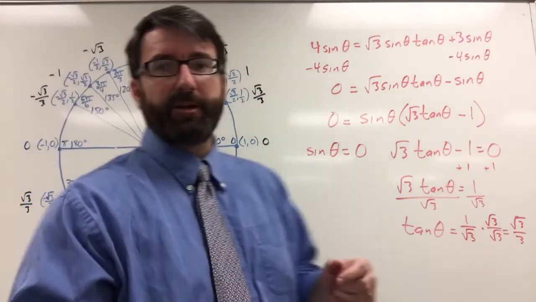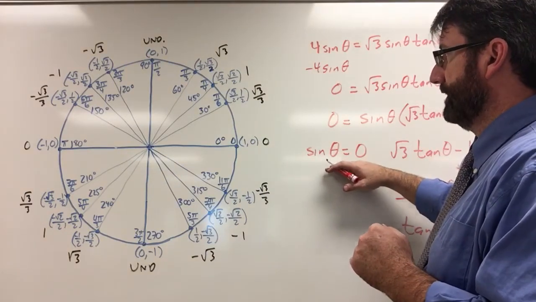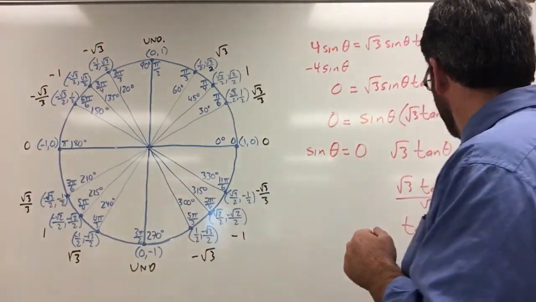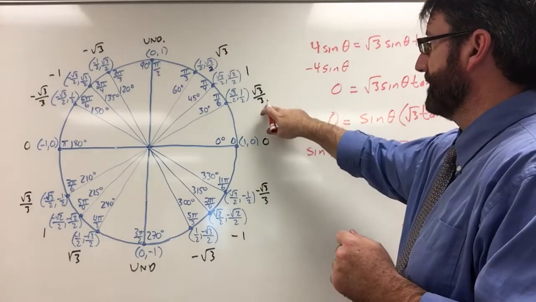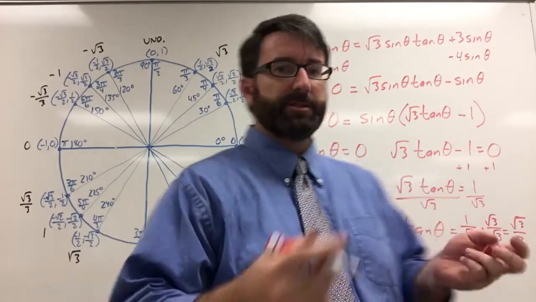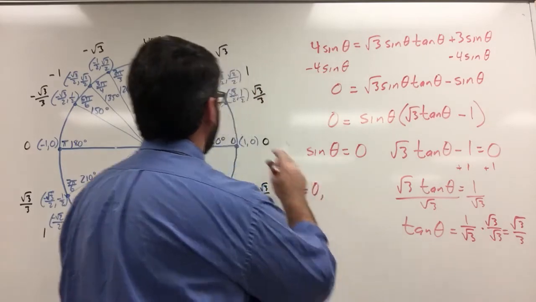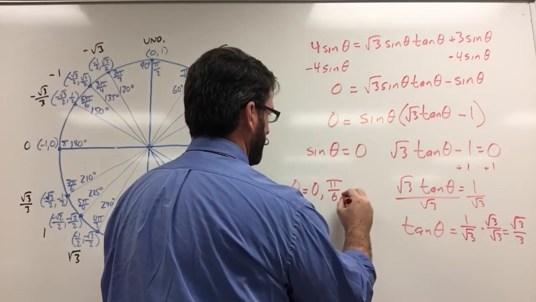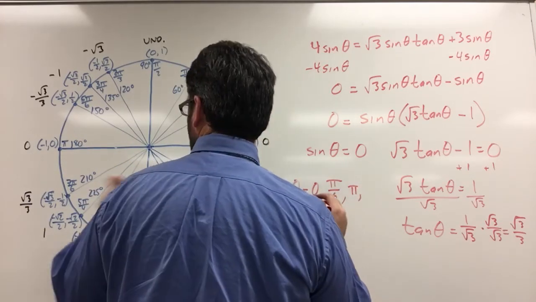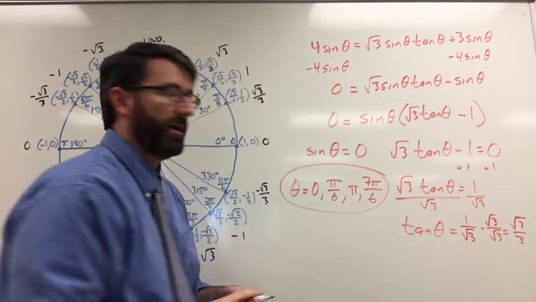So now we can look at our unit circle and find everywhere that sine is equal to 0. So that's going to be at 0 and at pi. Or where tangent is equal to square root of 3 over 3. So that's going to be at pi over 6 and 7 pi over 6. So our answers: theta is going to be equal to 0, or pi over 6, or pi, or 7 pi over 6. Those are going to be our 4 answers for this one.